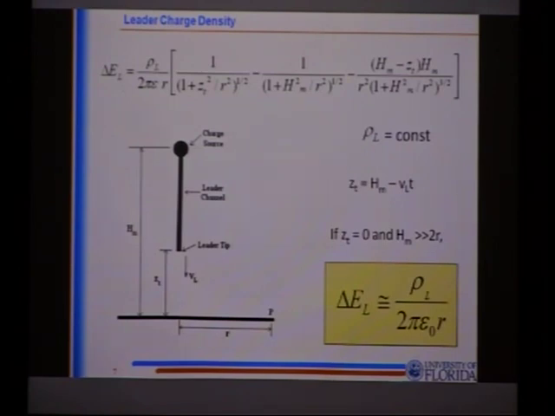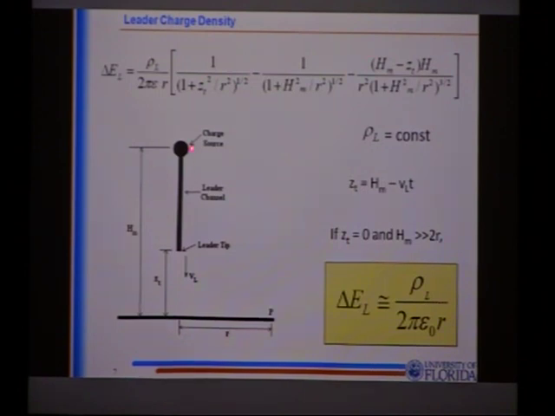Most electric field measurements can be used to infer some lightning parameters. As an example, here we consider an equation for vertical electric field change due to the leader, delta E_L. This equation is valid for the case of constant line charge density, and Z_T in this equation is the height of the leader tip above the ground surface. Other geometrical parameters in this equation are shown in this sketch.